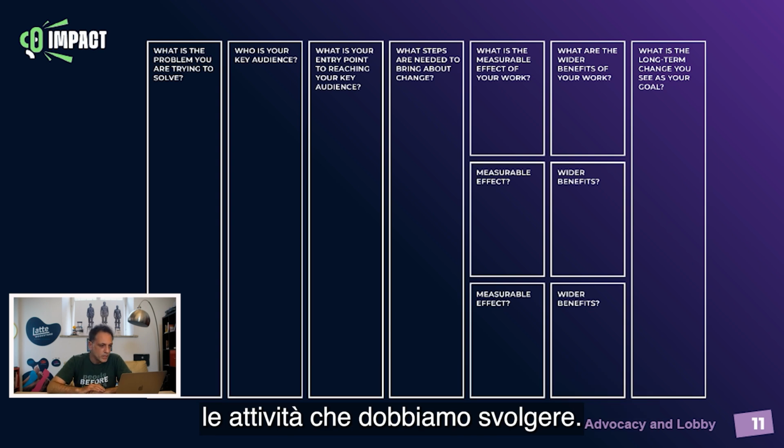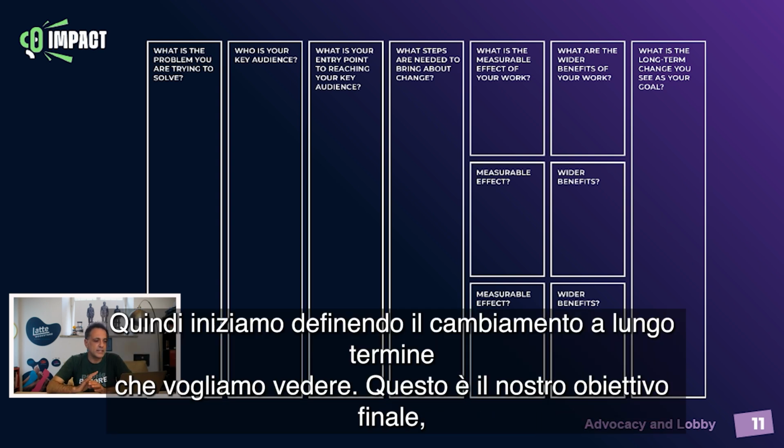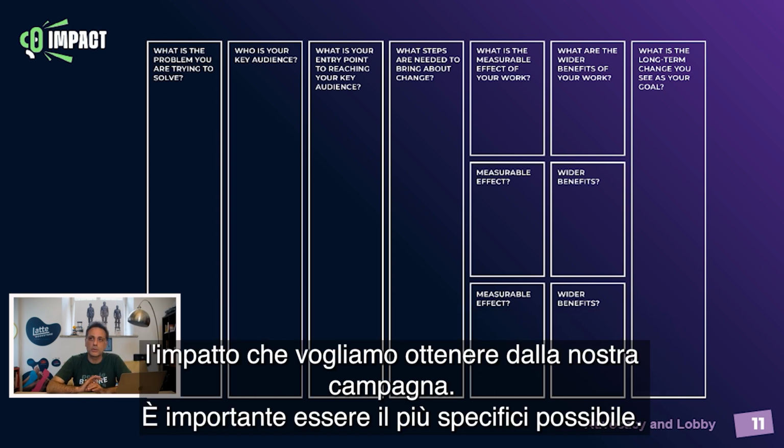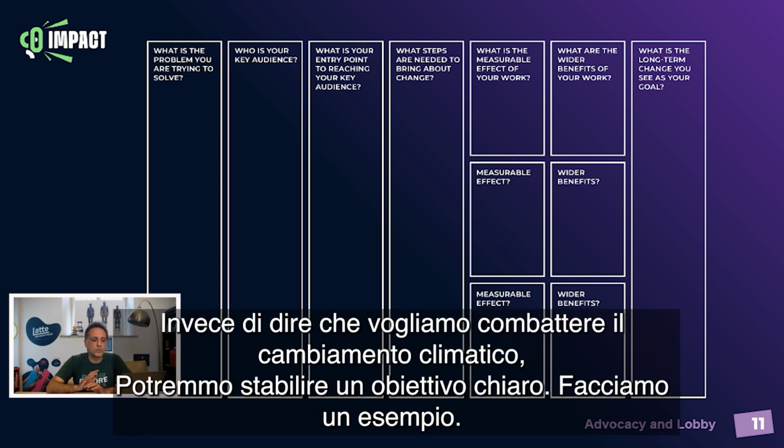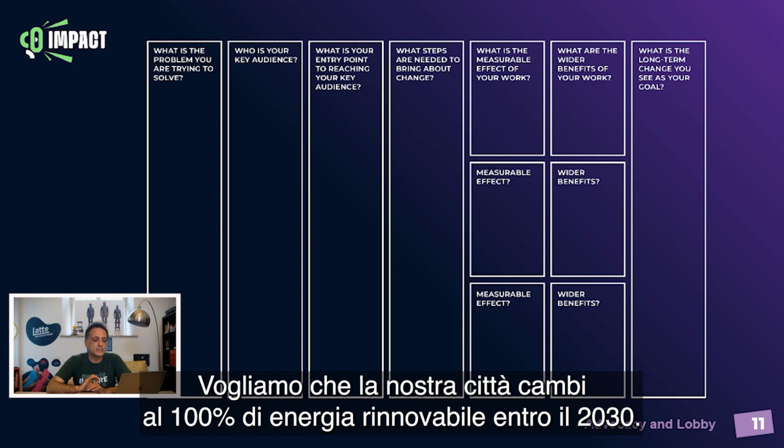So we start by defining the long-term change that we want to see. This is our final goal, the impact we want to achieve with our campaign. It's important to be as specific as possible. Instead of saying we want to fight climate change, we could set a clear goal. Let's make an example. We want our city to transition to 100% renewable energy by 2030.